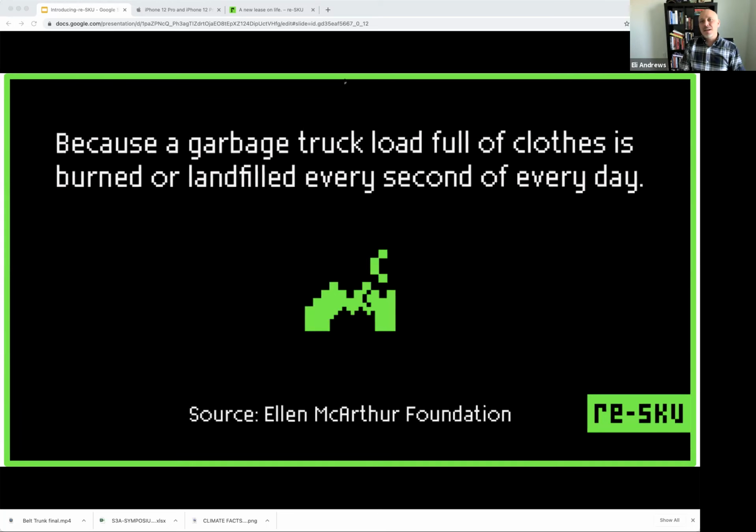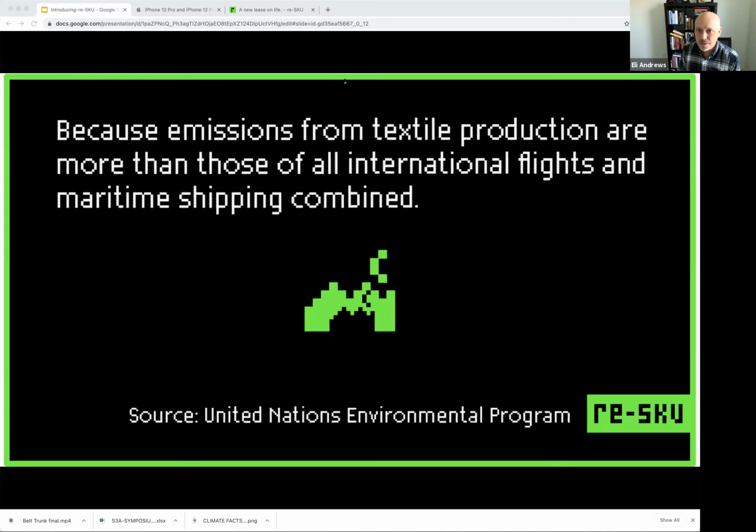And we're doing this because fashion is a really big part of the problem. A garbage truckload full of clothes is burned or landfilled every second of every day. Textile production is responsible for more emissions than all international flights and maritime shipping combined.